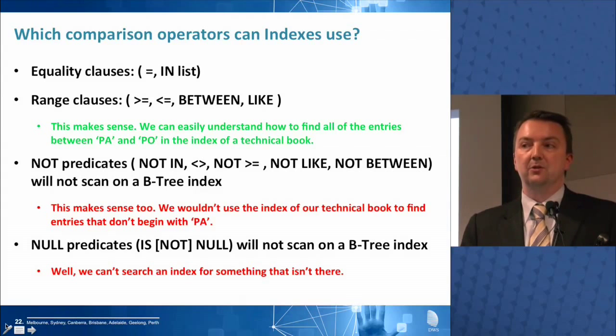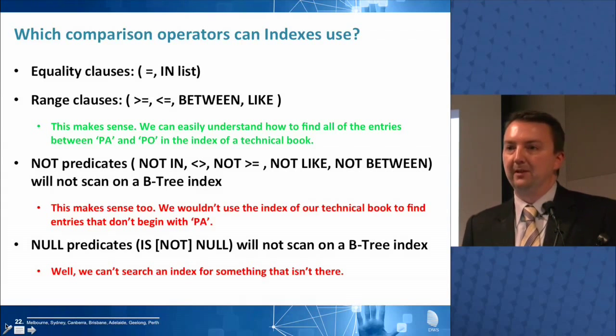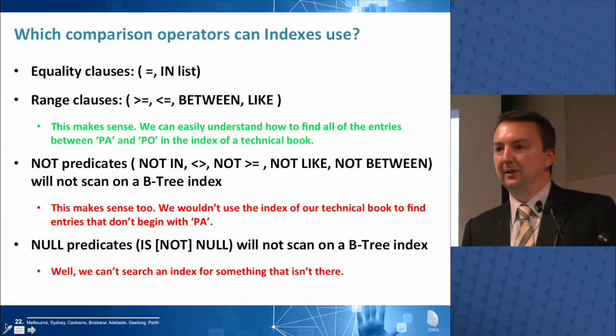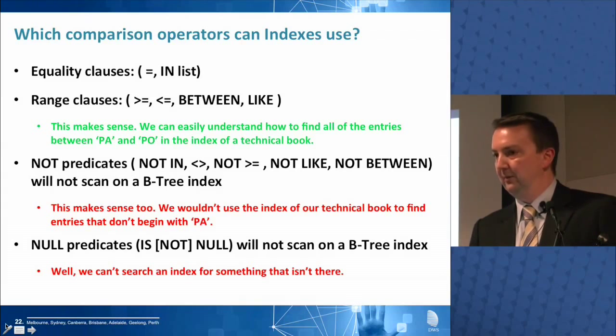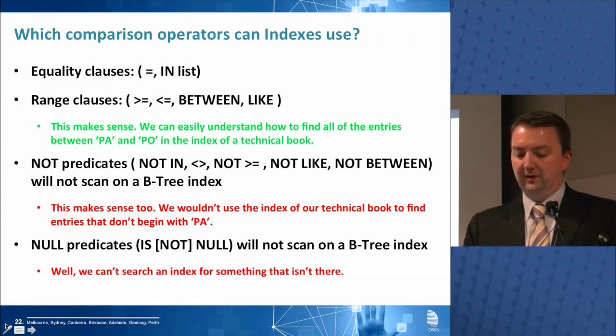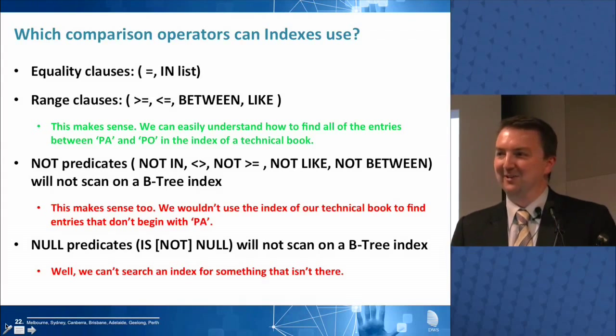That's B-tree indexes. Oracle supports another type of index, being bitmap indexes. I'm not going into them here, but the rules change for bitmap indexes. But if you've got one of these nots or null predicates, don't just go for creating a bitmap index, please.